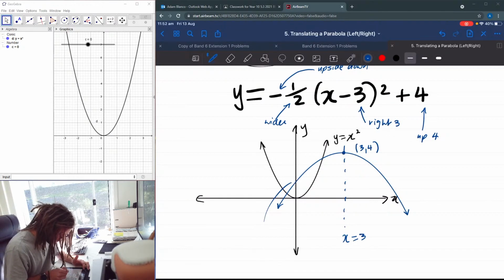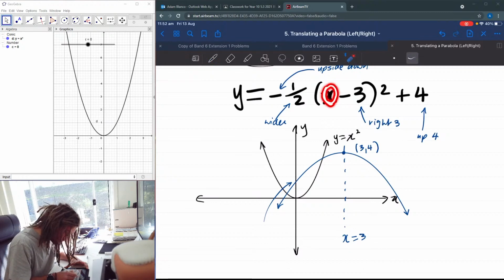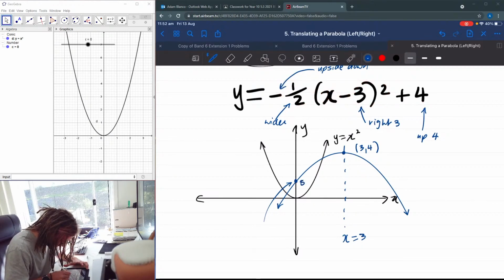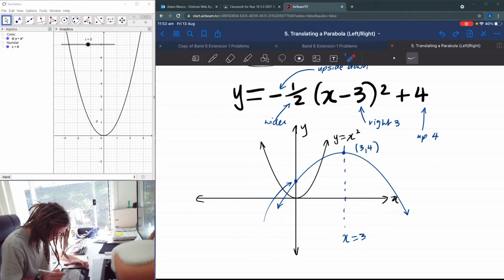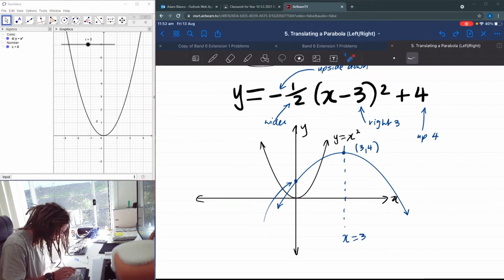Again, you could find this. That wouldn't be hard. If I wanted to find the y-intercept, I make x equals 0. When you do that, that's 0. So now I'm just solving this like an equation. Half of 9 is 4.5, plus 4 is 8.5. Oh, that doesn't make sense. Wait, what? That didn't make any sense, did it? That should be minus 4.5 plus 4, negative 0.5. Oh, okay, so the y-intercept should be down here. But you get what I'm getting at.